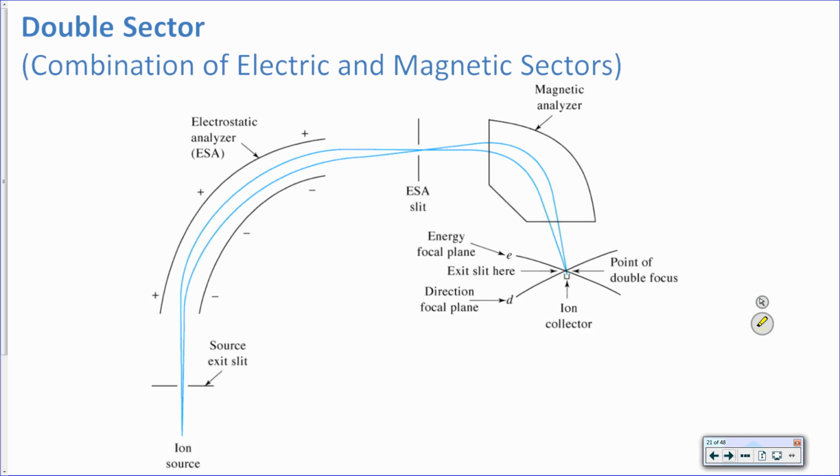The combination of the instruments is what we call the double sector, and you can have them in two different combinations. You can either have the magnet first, or you can have the electric sector first, and it really doesn't matter. It works either way. But the idea is that by scanning both of these things simultaneously, from one separating component, you've got an energy plane. From the other separating component, you have a magnetic plane, and the point where those two things hit is going to be a very fine focus. It's going to be a high resolution.